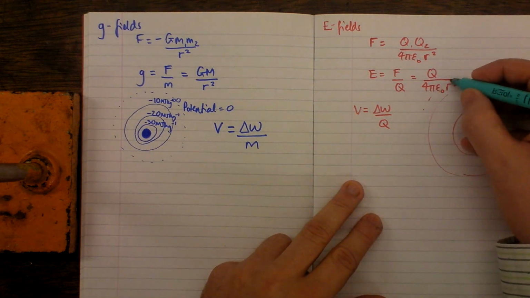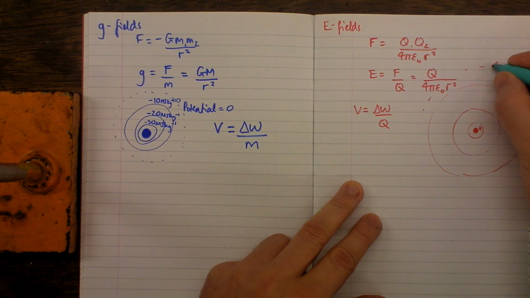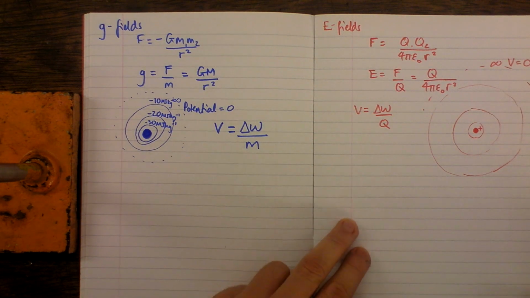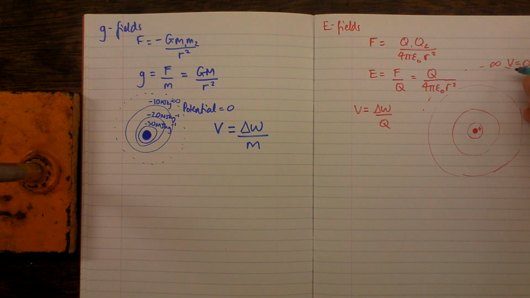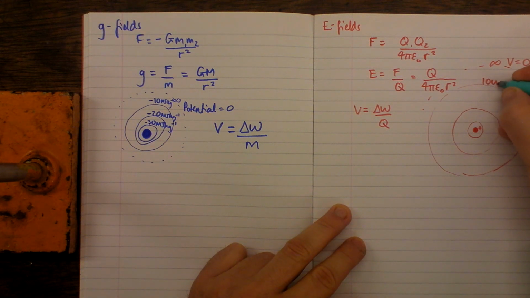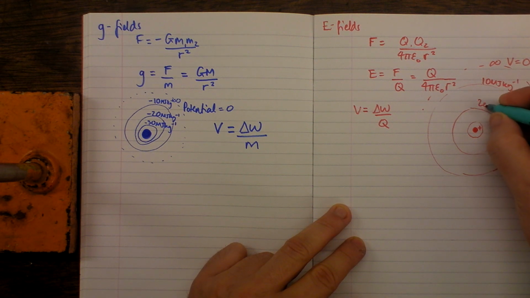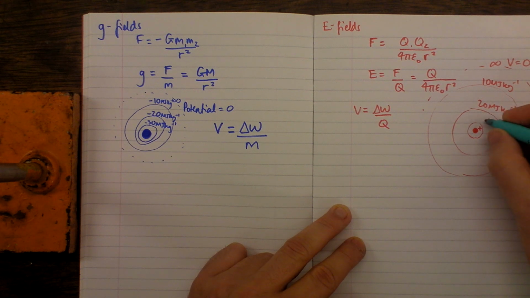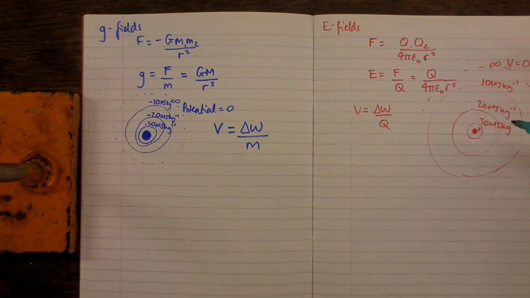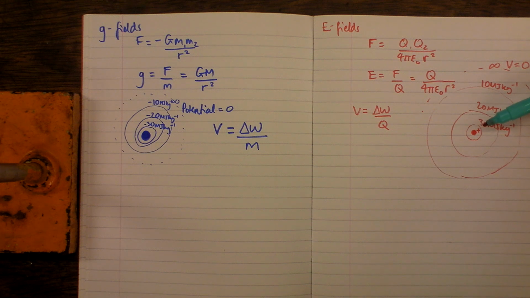Now, if I have my infinity in this diagram, so potential equals 0 at infinity, I've got a small positive test charge. It actually does take energy to push it closer to this positive charge in the center. It's going to be repelled as I try and push them together. So this would be 10 megajoules per kilogram, 20 megajoules per kilogram, 30. And so in this diagram, I've got a series of positive potentials, positive equipotential lines, as it takes more energy to push that small test charge closer.